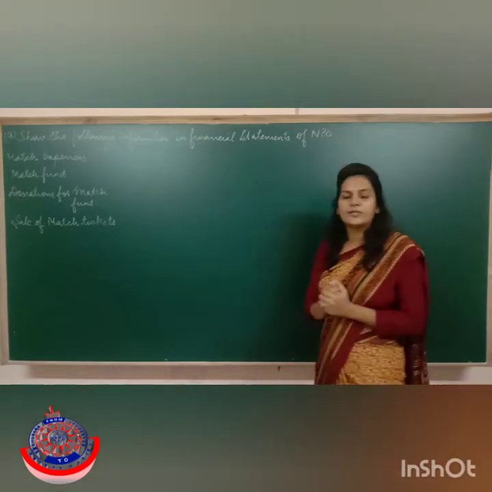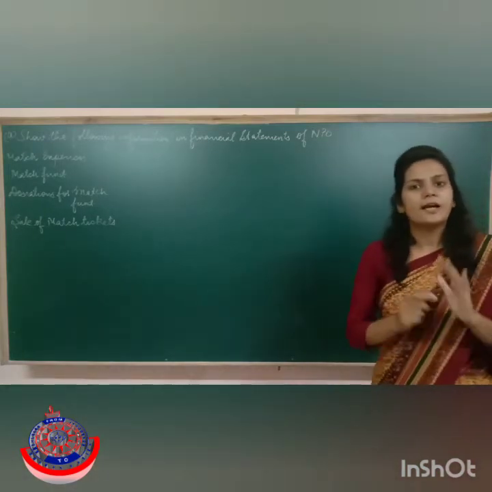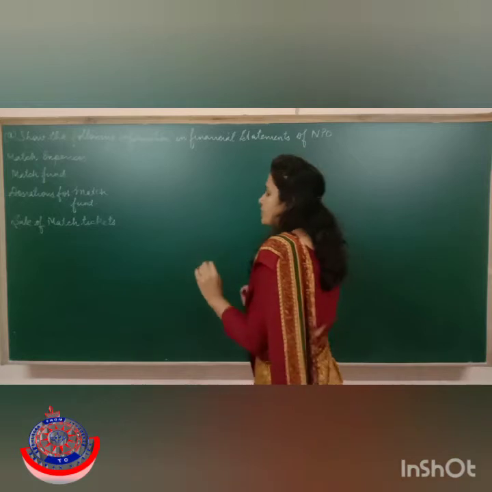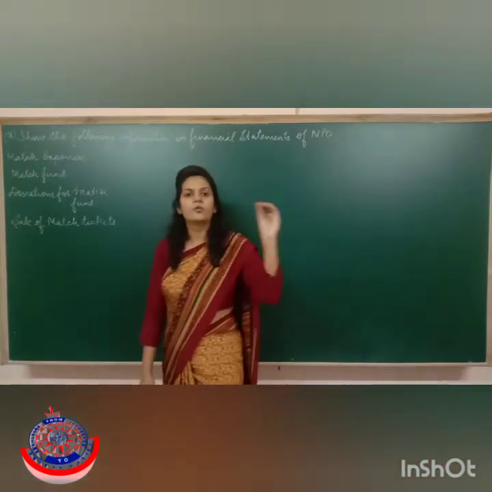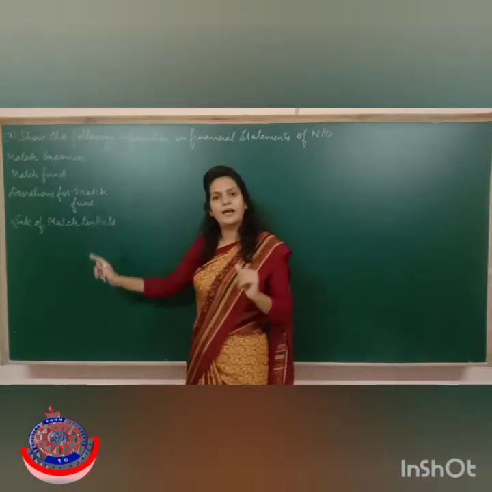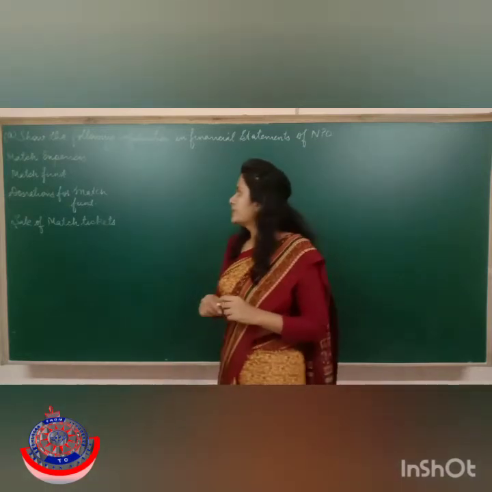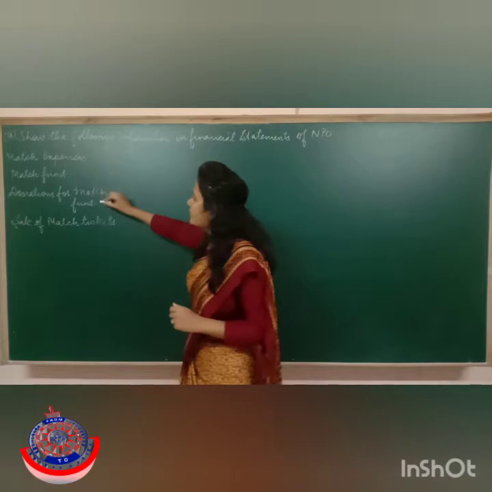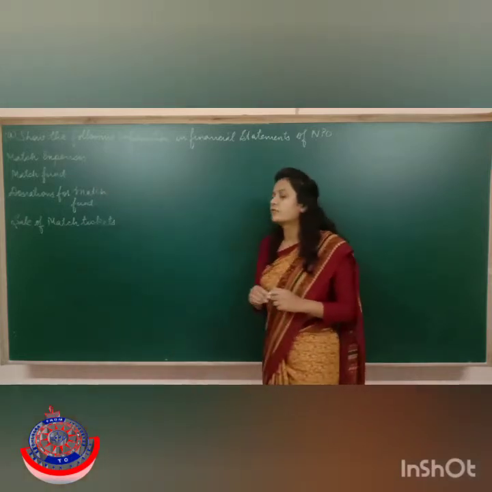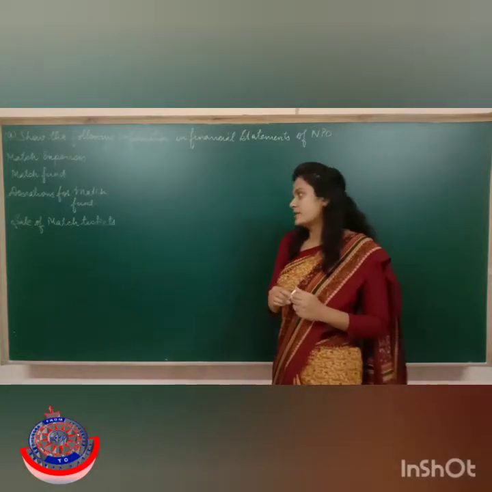Read the question if you can see on the board. I have not written the amounts yet, but just to make you understand which item will go where, I have only written the names of the items as of now. The first item is match expenses, the second is match fund, the third is donation for match fund, and the fourth is sale of match tickets.